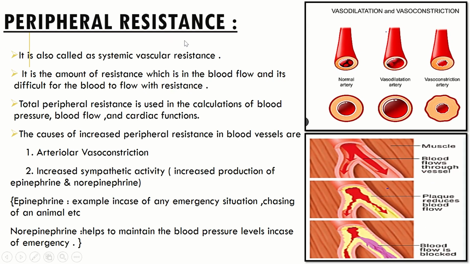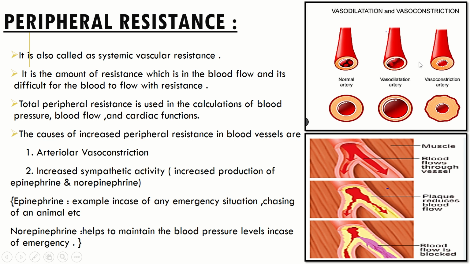Now, peripheral resistance. As the name says, there is some resistance, some force, some difficulty. An opposite pressure is being applied, so the resistance is there. It is also called the systemic vascular resistance. It is the amount of resistance in the blood flow, and it is difficult for the blood to flow with resistance.